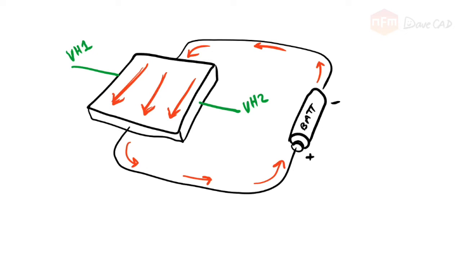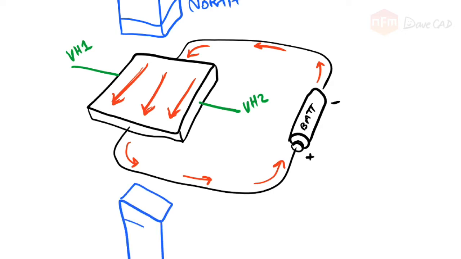Now what Edwin Hall discovered is if a magnetic field passed through this element, things change. So I'm going to draw the magnet up here like this, and we're going to say that this is our north pole of a magnet, and then we're going to put another magnet down here, and we're going to say that this is south. So our magnetic field is passing from the north through the element to the south.